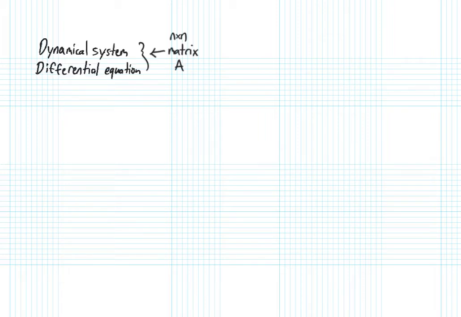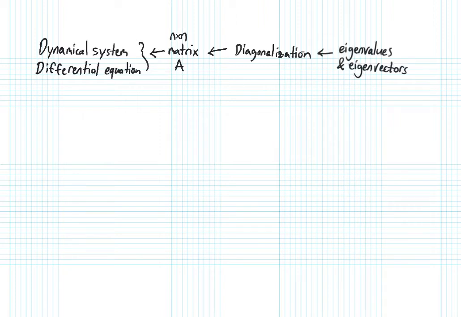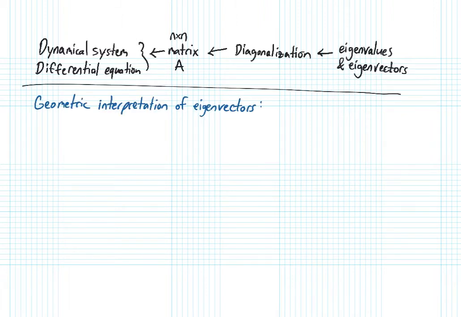Hi everyone. In the previous lectures, we've learned that if you're studying a dynamical system or differential equation that comes from a matrix, then a good way to understand the system is to diagonalize the matrix. And in order to do that, you need eigenvalues and eigenvectors. In this lecture, we're going to talk about how to find the eigenvalues and the eigenvectors of a matrix. But first, it would be good to have a geometric interpretation of eigenvectors.